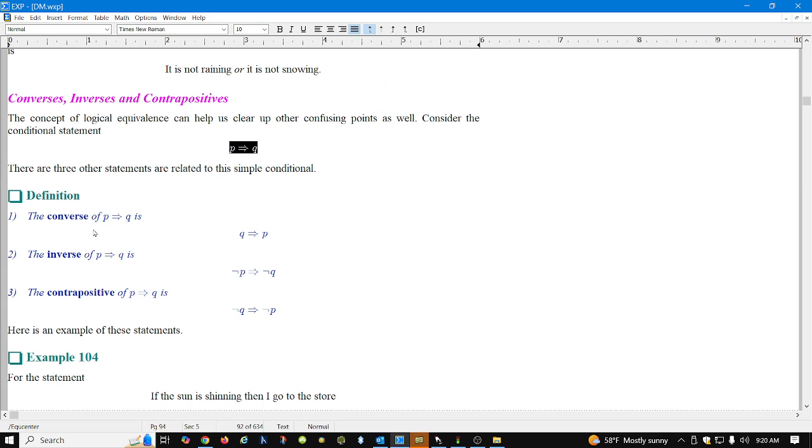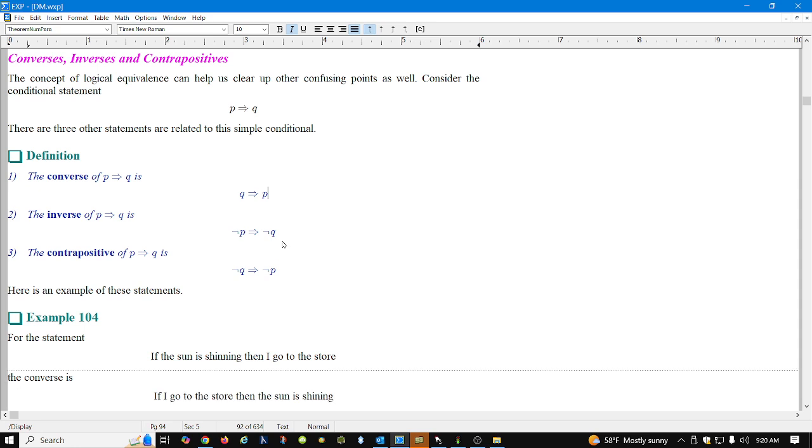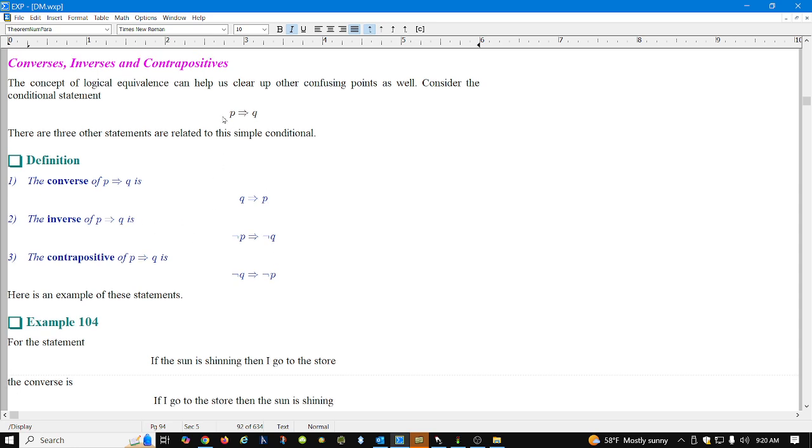The converse is Q implies P. So we reverse the roles of the antecedent and the consequent. We switch them. That's the converse. The inverse is formed by just putting negations in front of the antecedent and the consequent. So not P implies not Q. And the contrapositive is to do both. Swap the antecedent and the consequent, and negate both of them. Okay.